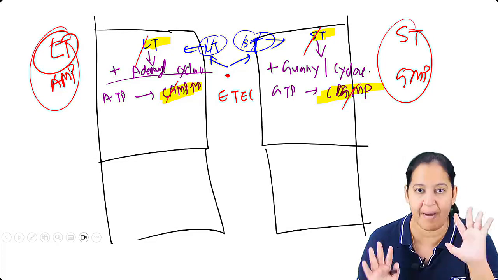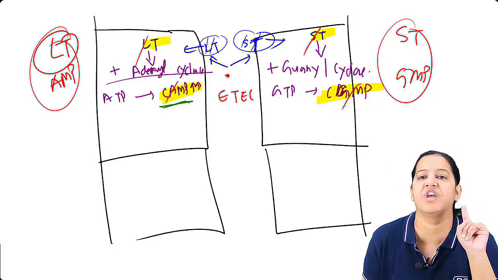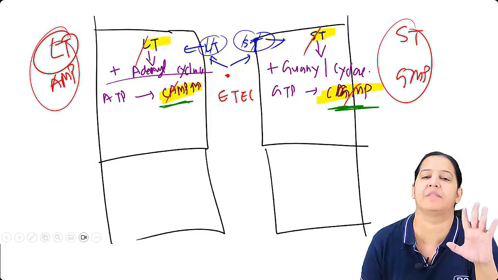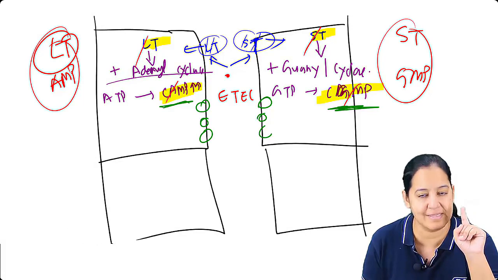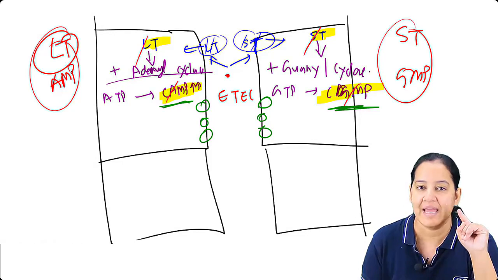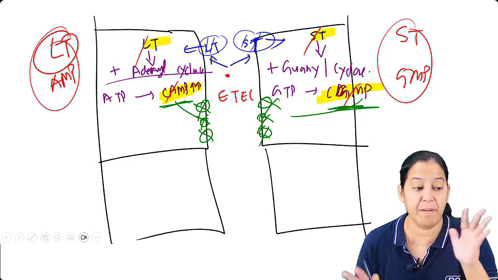Come on, listen to me, continue the story. Listen, what does AMP or GMP do? AMP and GMP do the same thing. There are sodium channels present here on the surface of the cell. AMP also blocks it, GMP also blocks it. AMP and GMP block the sodium channel.